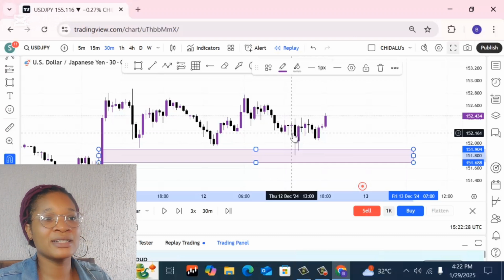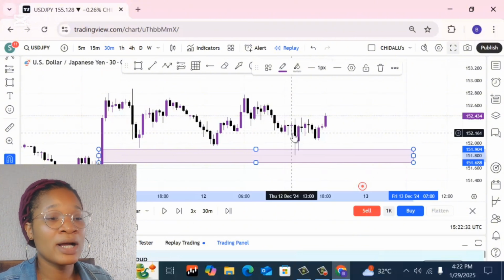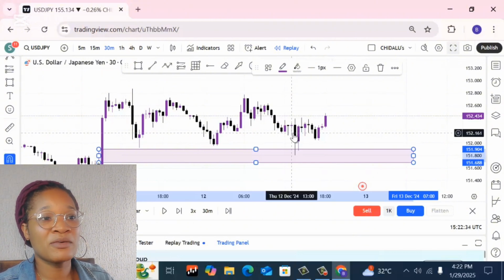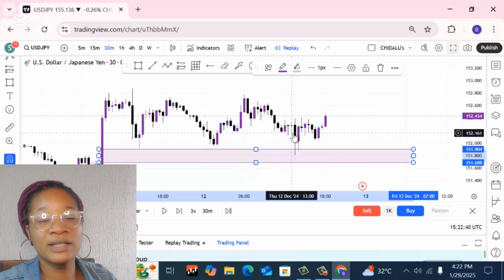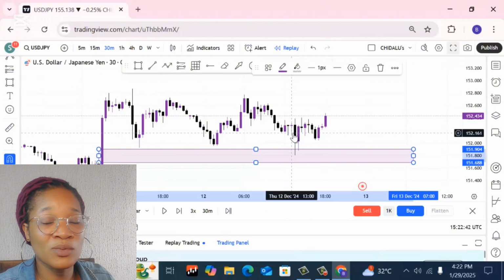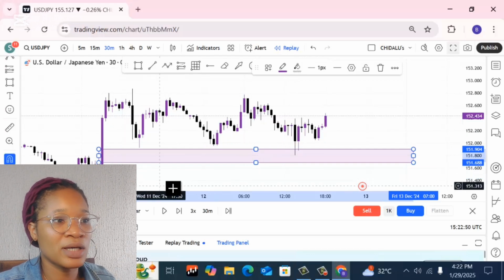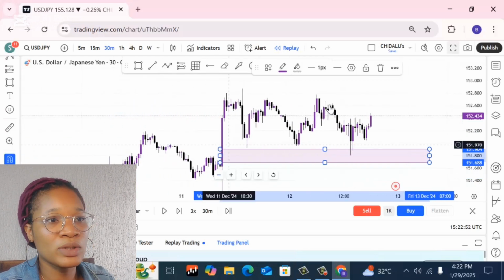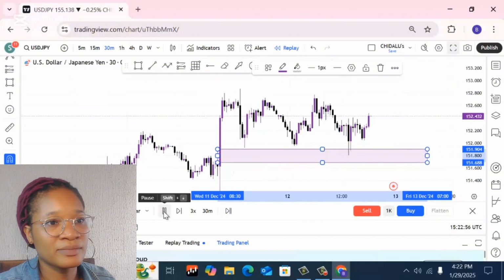So either you get stopped out of the trade entirely, or if you are the type of trader that can stomach a wide stop loss, why not? If not, you can do that, but then it only means that your stop loss is going to be wide, and not a lot of traders are comfortable having a very wide stop loss. Okay, so that is one way to use it. Let's see what price actually did after.